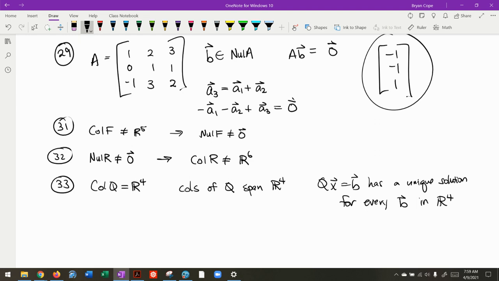Because if the columns of Q span R4, we are going to have 4 pivot columns, and there are going to be no free variables. We span all of R4, and the columns are linearly independent.